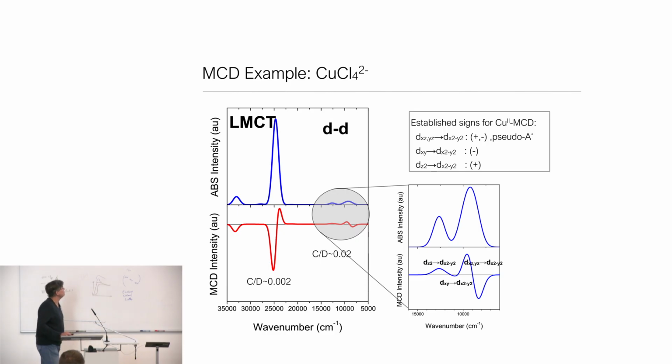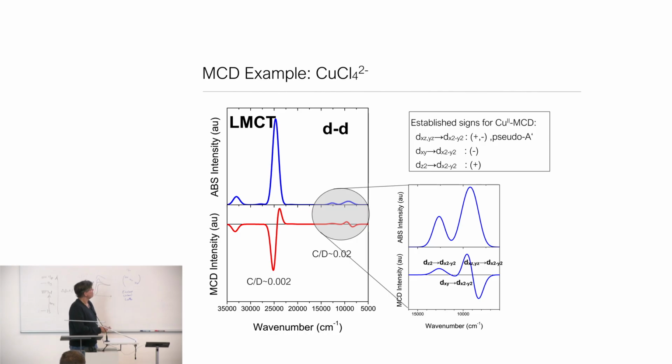Let me give you an example here. That is copper tetrachloride. In physical inorganic chemistry, that is kind of like the H2 molecule of physical inorganic chemistry. You can see that here in the absorption you have a relatively weak absorption band, and relative to that you have relatively strong CD bands, whereas you have that very, very strong LMCT band here that comes with a C over D ratio of 0.002, and that is then the signature of the charge transfer band.